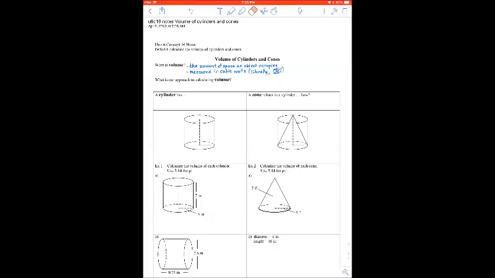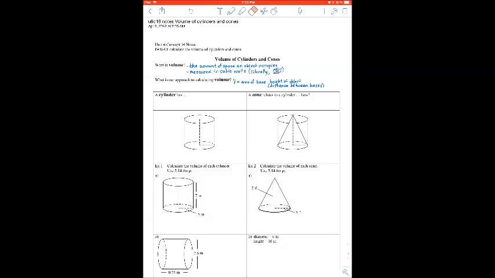What is our approach to calculating volume? We want to take the area of the base and multiply it by the height of the object, which is the distance between the bases. So we're taking the area of the base and sliding it the length of the object so that we fill the object and figure out how much space it occupies.